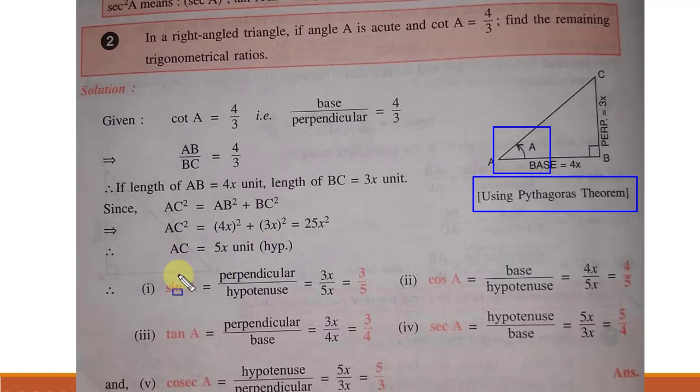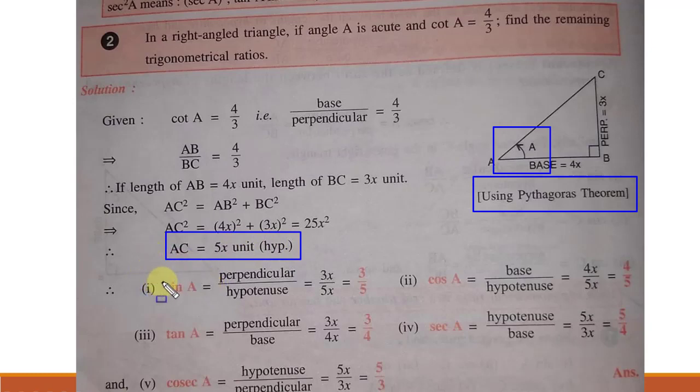Then AC is equal to what? Square root of 25x square, that is AC is equal to 5x units. That is our hypotenuse. We had base and perpendicular, now we have hypotenuse also, 5x units. Now we will find the other trigonometric ratios.